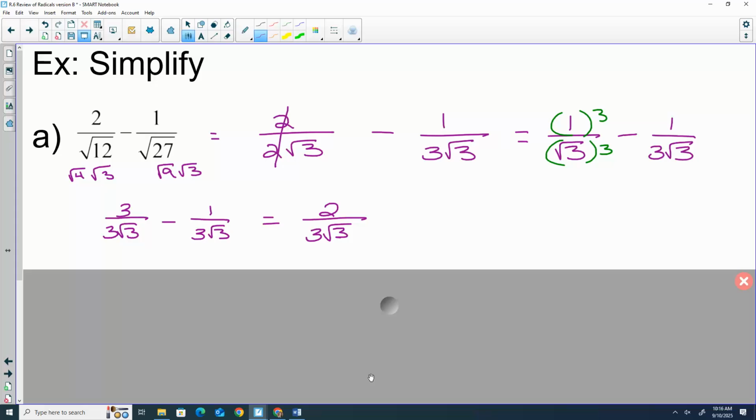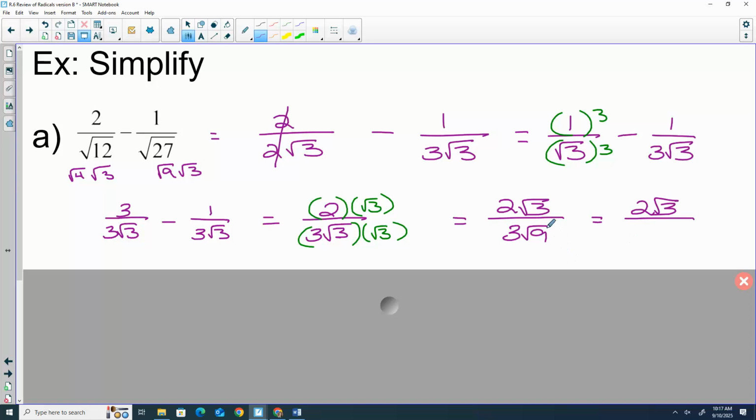One last issue. How do I get the radical off the bottom? Times. It's only one term. There's no addition or subtraction. So all you have to multiply by is the square root of 3 here. No conjugate or anything needed. So that gives me 2 radical 3 over 3 radical 9. Square root of 9 is 3. 3 times 3 is 9. All right. There was a lot there. We have questions.